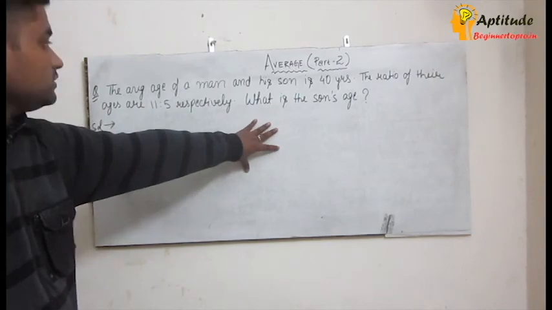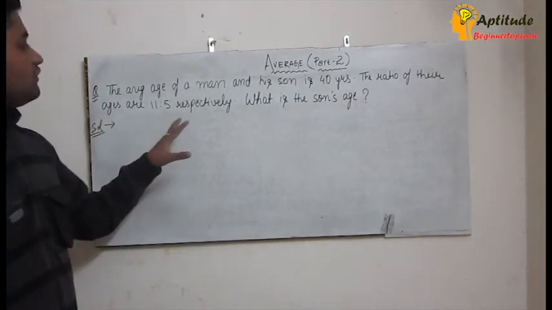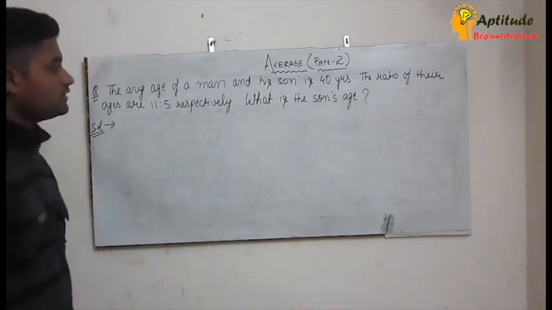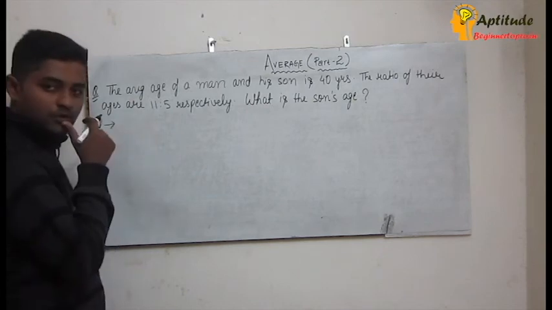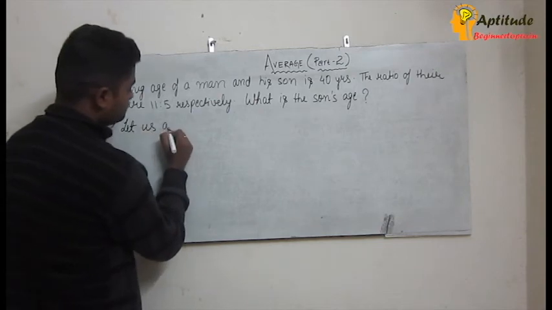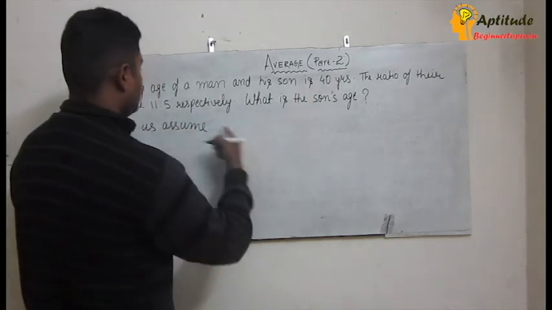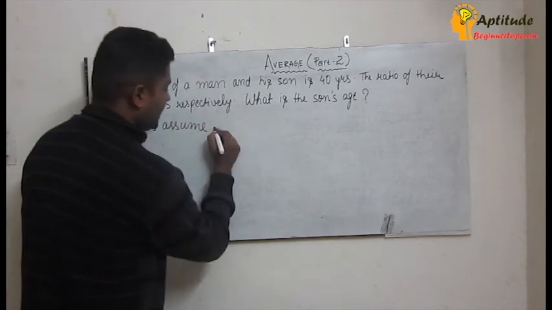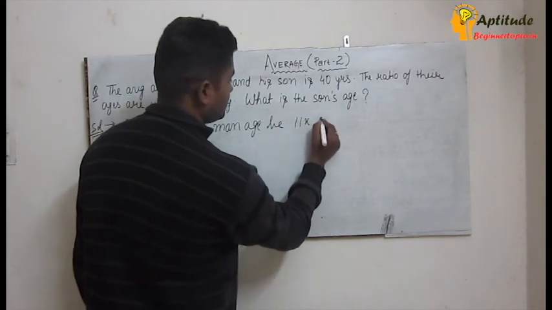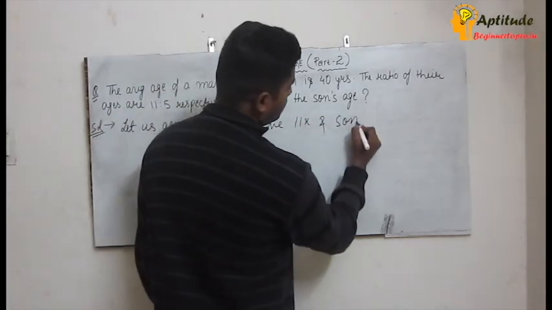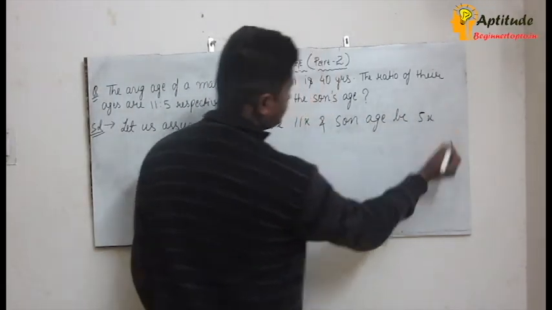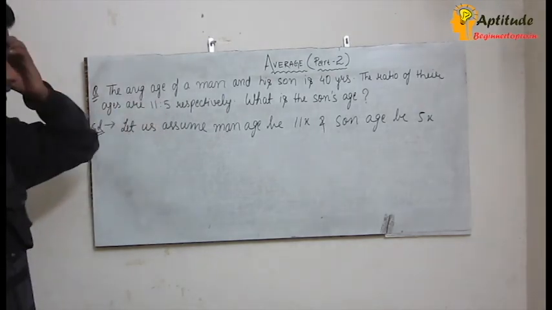Okay, now we will see the final question of this chapter. The question says the average age of a man and his son is 40 years. The ratio of their ages is 11:5 respectively. What is the son's age? So this is a simple question. What we do is let us assume the father's age, the man's age, be 11x and the son's age be 5x. Okay, because the ratios are given.